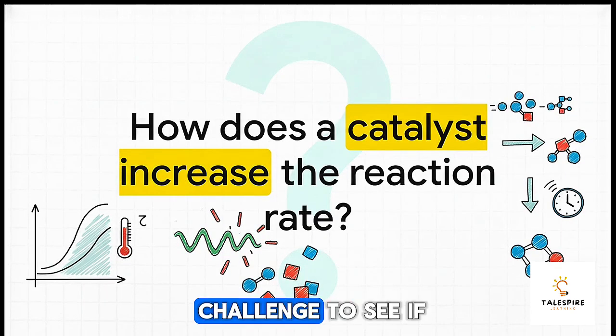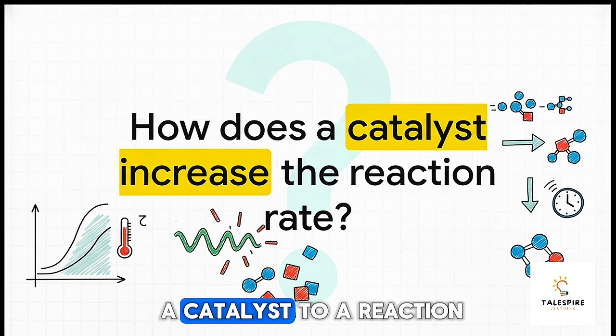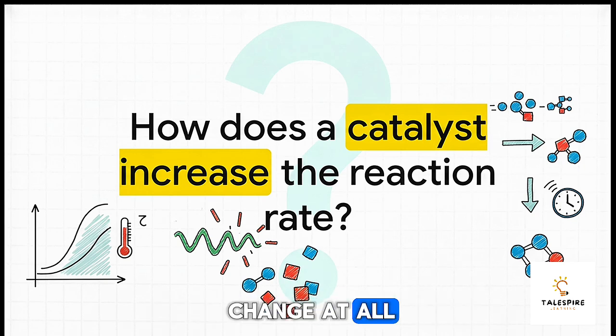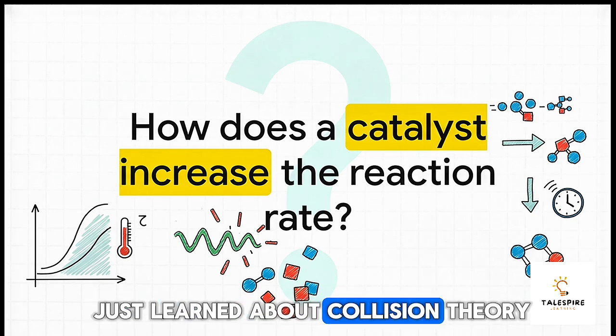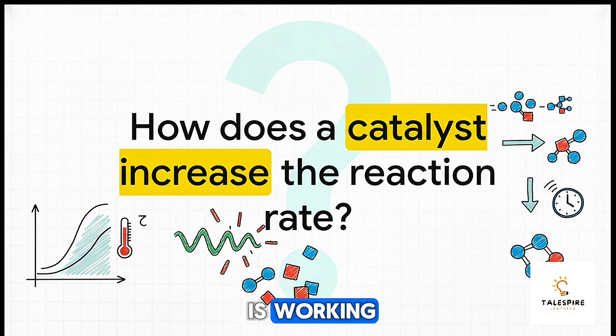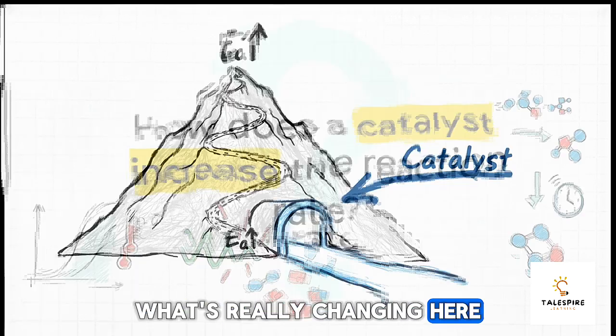Okay, time for a little challenge to see if you've got this. Picture this scenario. Someone adds a catalyst to a reaction. The rate shoots up, but the temperature doesn't change at all. So using what we've just learned about collision theory, how would you explain exactly how that catalyst is working? Go ahead, take a second and think about it. What's really changing here? All right, you ready?